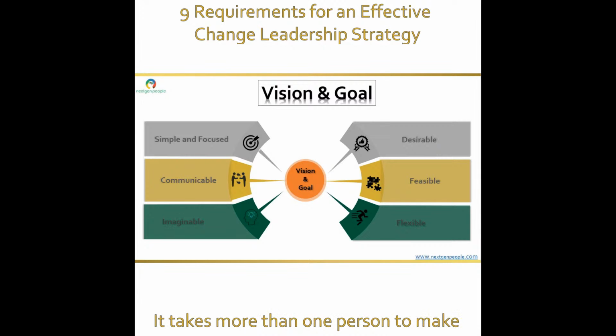It takes more than one person to make an organizational transformation happen. And it is desirable. That means that people see what's in it for the organization. And hopefully they see what's in it for them. They can see the benefits. It is feasible. And that means that the vision is doable. So it's not just benefits that are tied to it, but they know you've done your due diligence, you've done your research to ensure that this vision can actually be implemented in a reasonable way successfully.